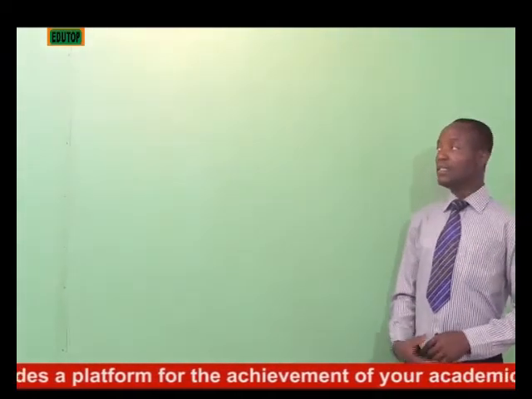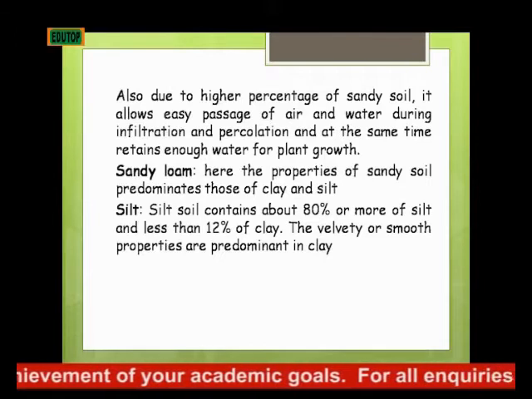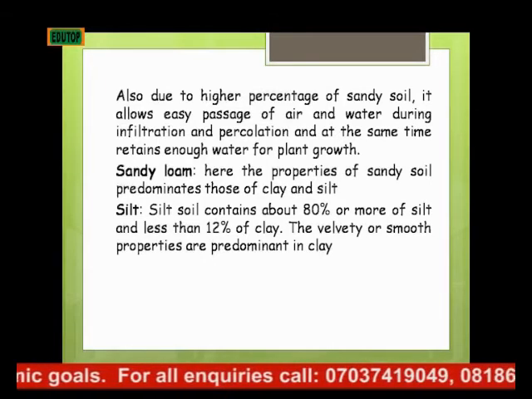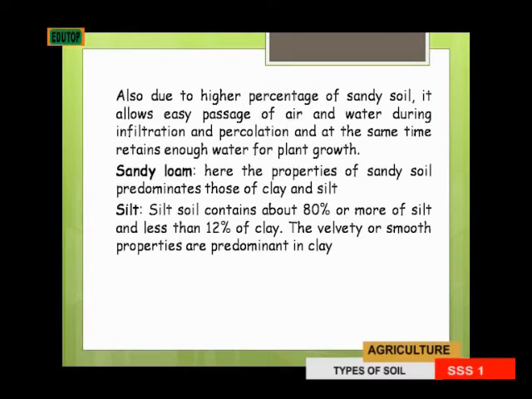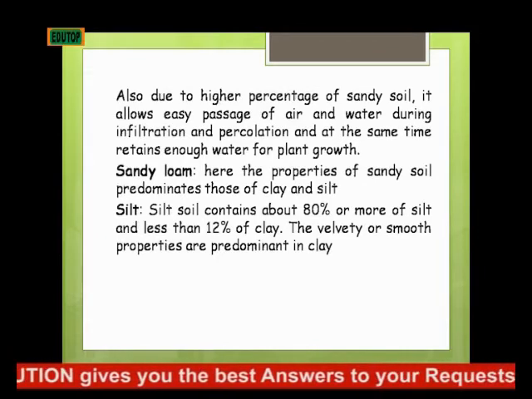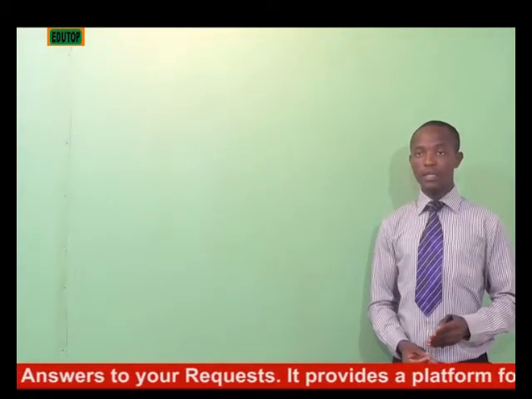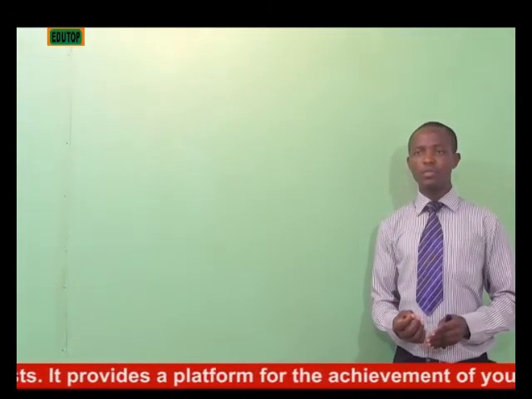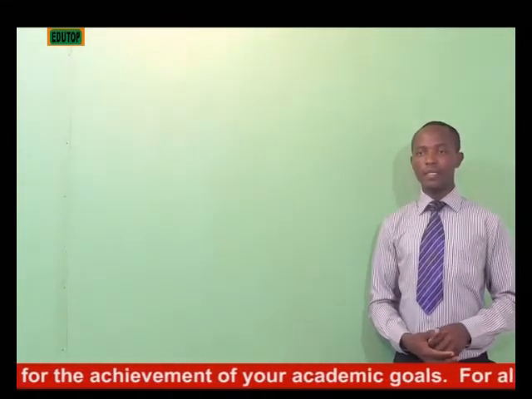Then we have sandy loam soil. Here the properties of sandy soil predominate over those of clay and silt. That is, it contains a very high percentage of sandy soil. Then we have silt, which is another type of soil. Silt soil contains about 80% or more of silt and less than 12% of clay. Silt is a form of sandy soil, but with very fine, uniform particles, and a smaller percentage of clay, which is 12%.